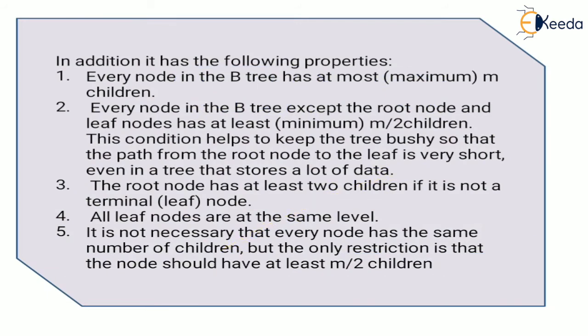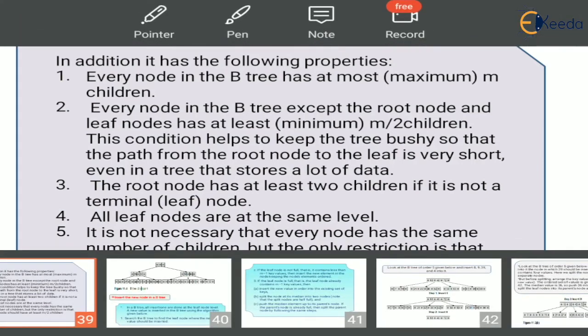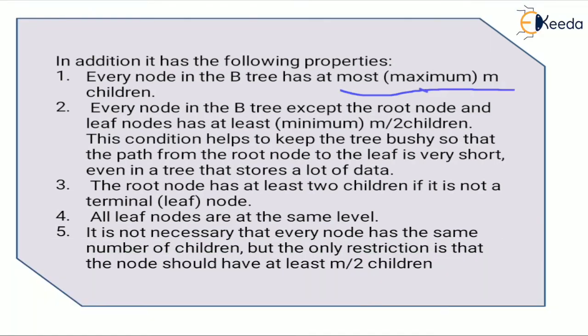In addition to all these important concepts of a B tree, it has some additional properties which help to insert data inside a B tree, create a B tree, and delete contents from a B tree. Every node in a B tree has at most m children. At most m children means if the B tree is of size 5, it has at most 5 children.